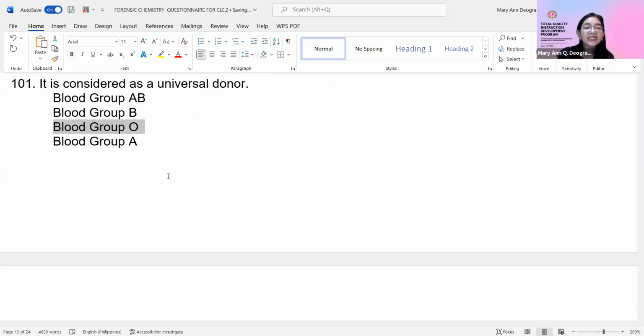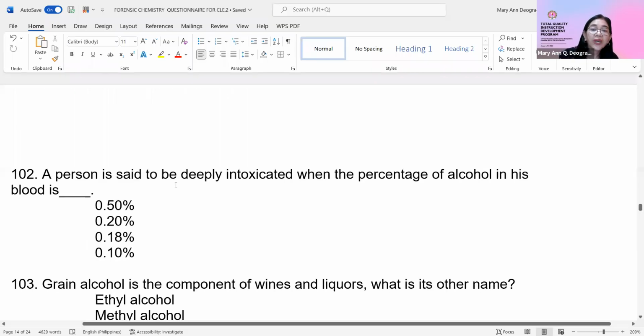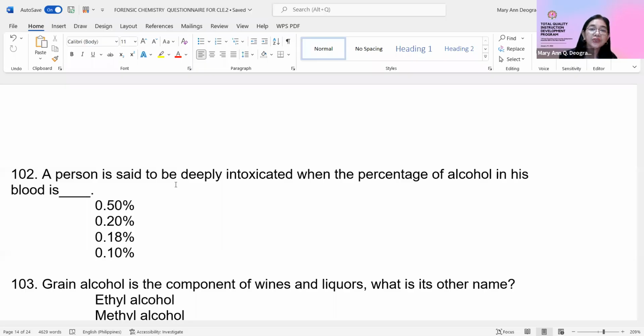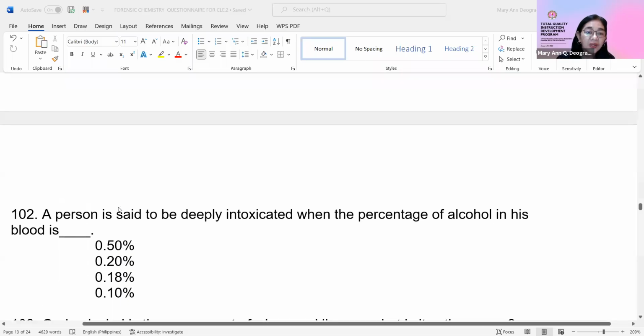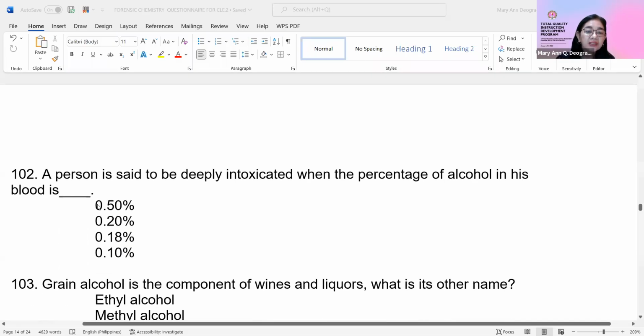All right, number 102. A person is said to be deeply intoxicated when the percentage of alcohol in his blood is blank. Alin dyan yung intoxicated ang tao? Is it 0.50, 0.20, 0.18, 0.10%? Okay, letter A. So kasi ito, somewhat stimulated lang yan to confusion until dito, stupor. So ito yung deeply intoxicated. So alcoholic na yung tao dyan.